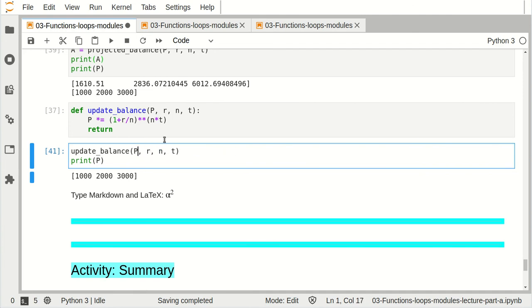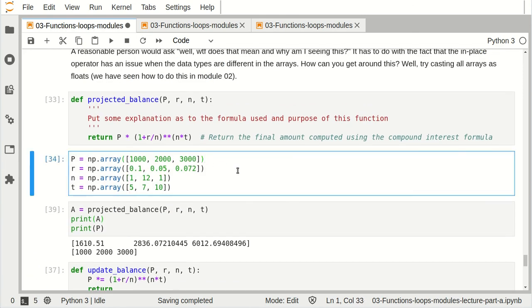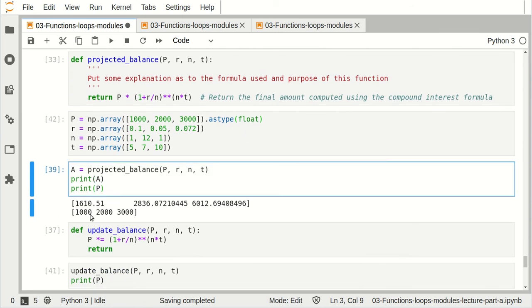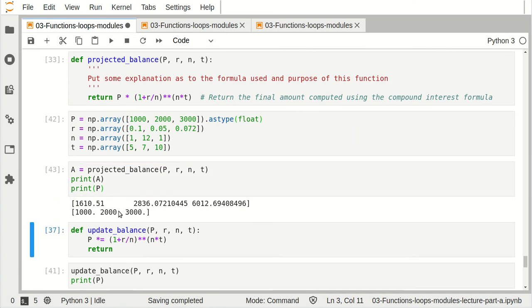What you really need to do is when you create this array, you want it to be as a type float now, so that it's 1000 point, 2000 point, 3000 point. Let's again run this. You'll see that here. Notice this 1000, 2000, 3000. Look how it looks different. 1000 point, 2000 point, 3000 point. Now these are stored as floating points.